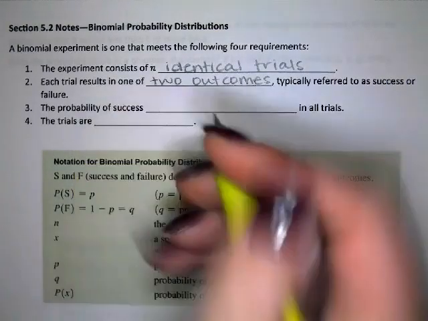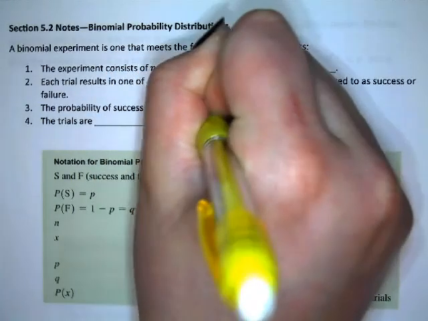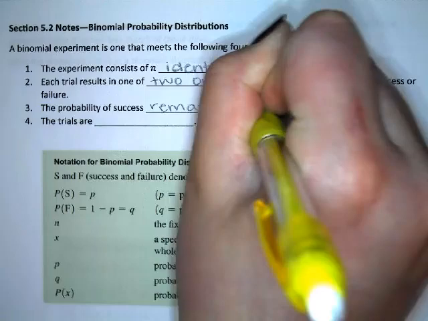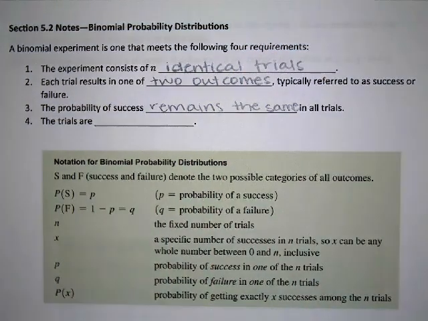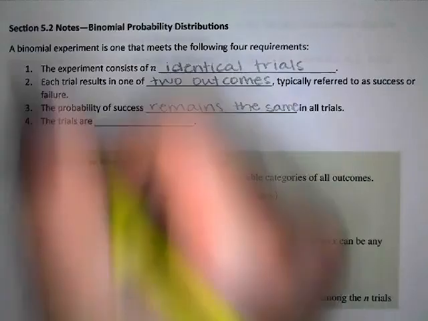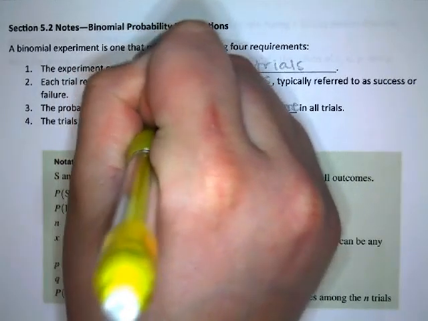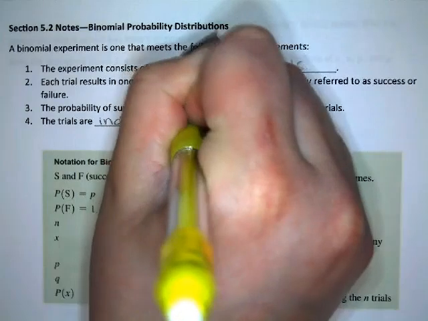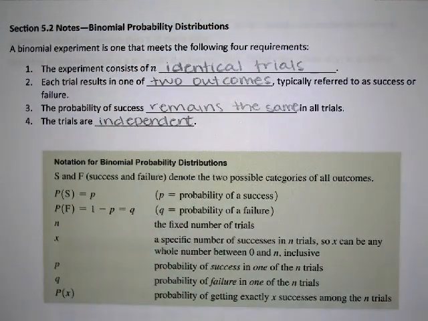The probability of success remains the same in all of the trials, and the trials are independent. So this means that the outcome of one trial does not impact the outcome of another trial. One trial doesn't make it more likely or less likely that another trial is successful.